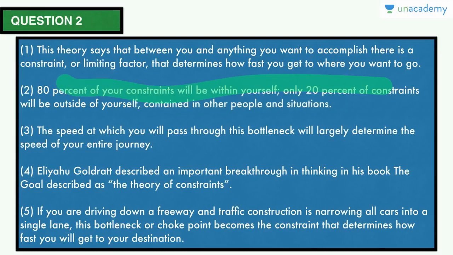Let's check 5. If you're driving down a freeway and traffic construction is narrowing all cars into a single lane, this bottleneck or choke point becomes the constraint. Okay, got it. 5 will come first, and then this is the bottleneck which you will refer to in sentence 3. 4, 1, 5, 3 is the sequence. 2 is the odd one out.